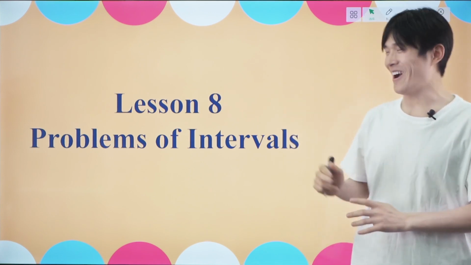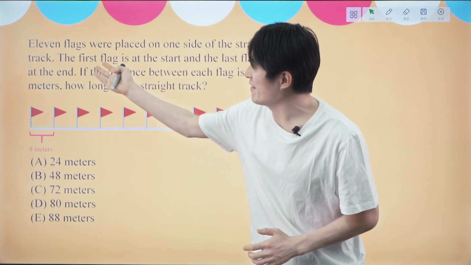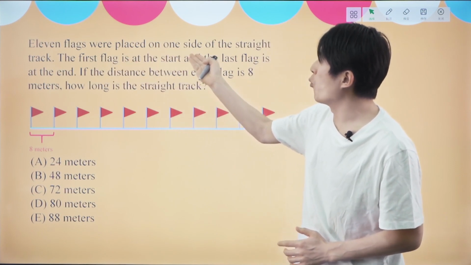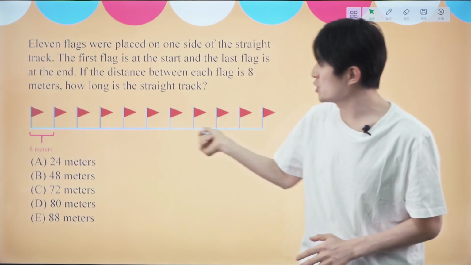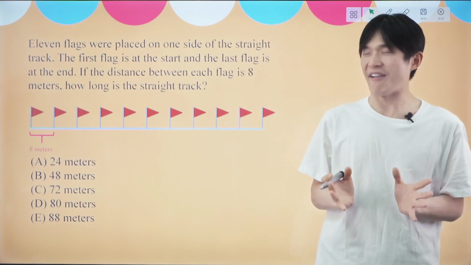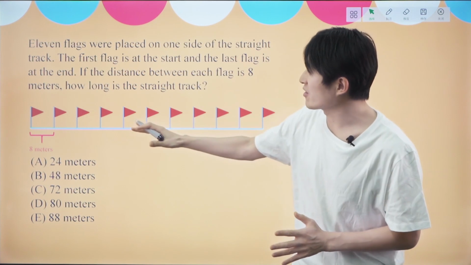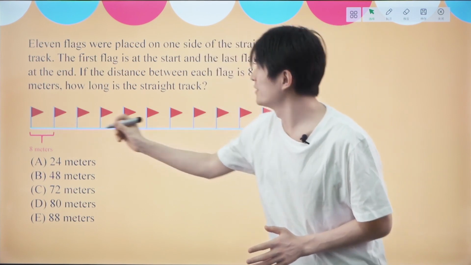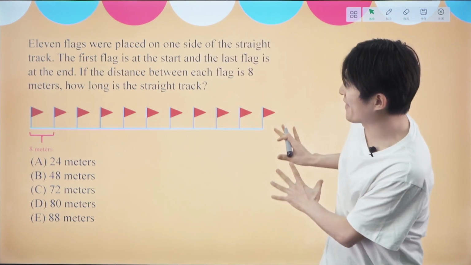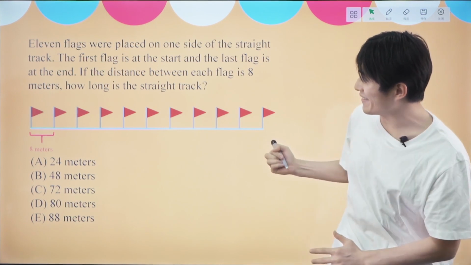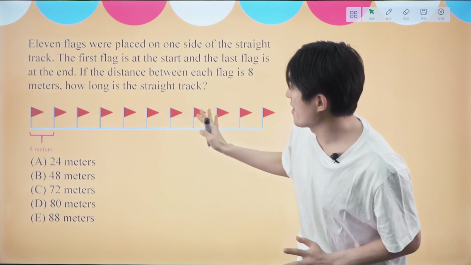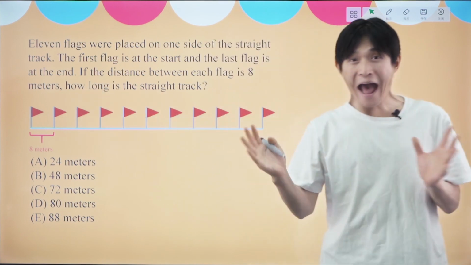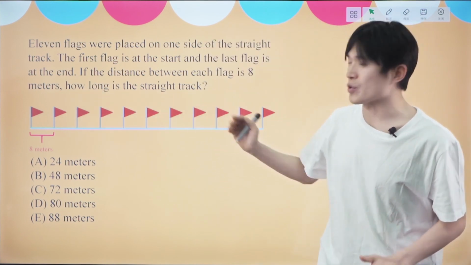Ready? Go. 11 flags were placed on one side of the straight track. The first flag is at the start. There you go. And the last flag is at the end. If the distance between each flag is 8 meters, how long is the straight track?